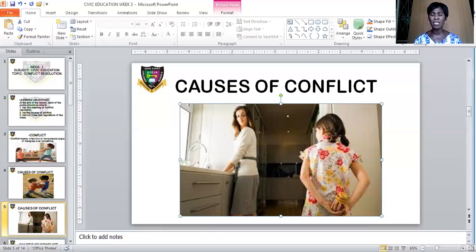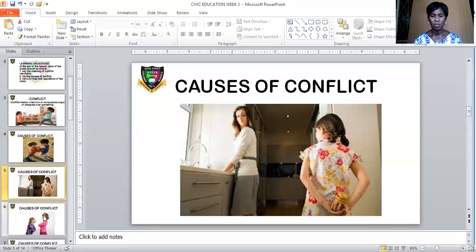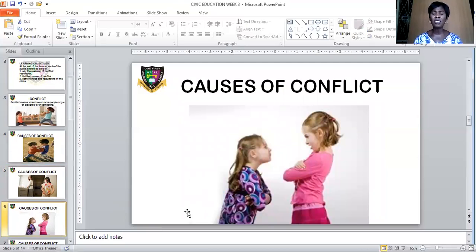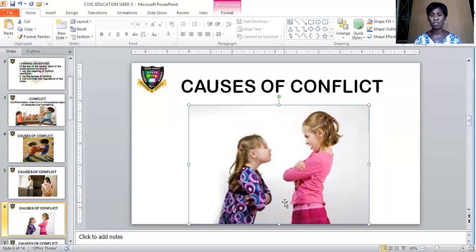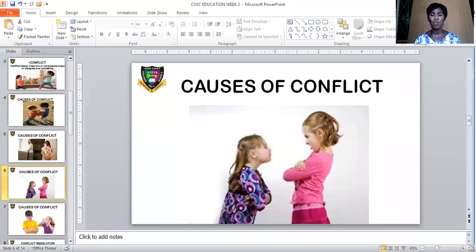The other picture here shows two girls. What are they doing? Yes, they are abusing each other. Abusing each other can cause conflict. When you start using abusive words on each other, is it good? No, it can cause conflict, because the person you are abusing will get angry, and from there it will lead to conflict.